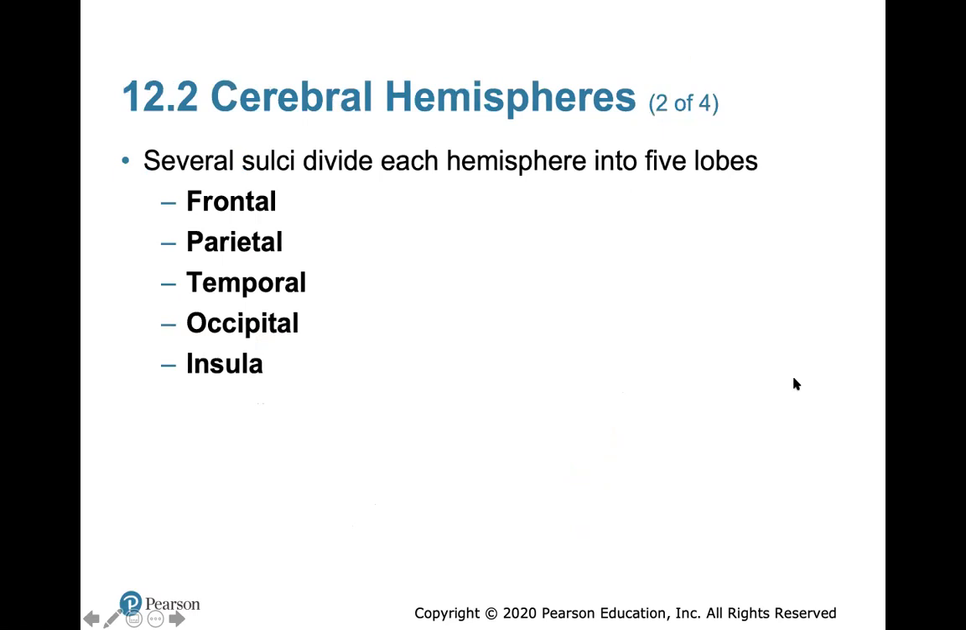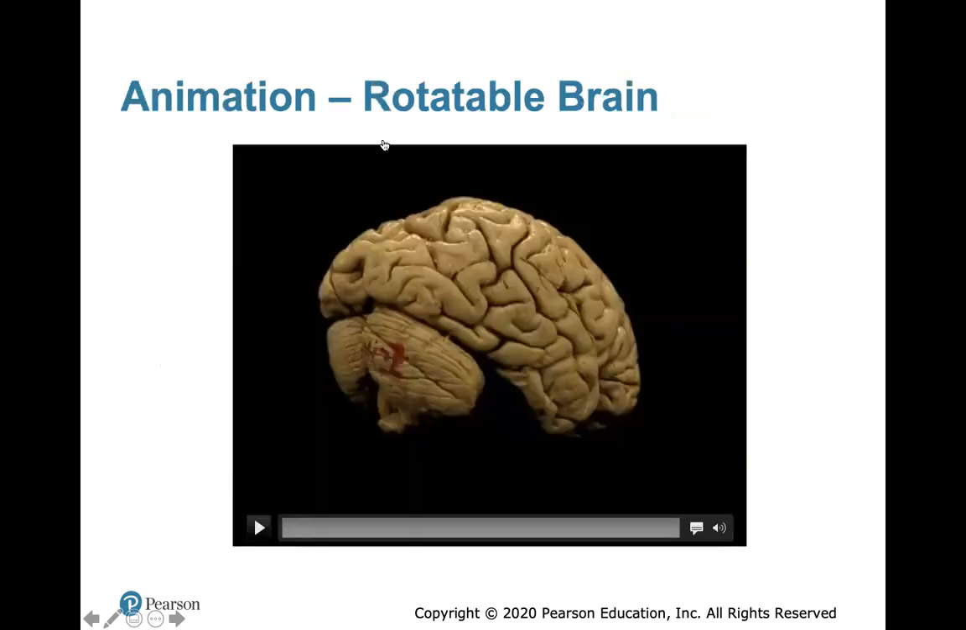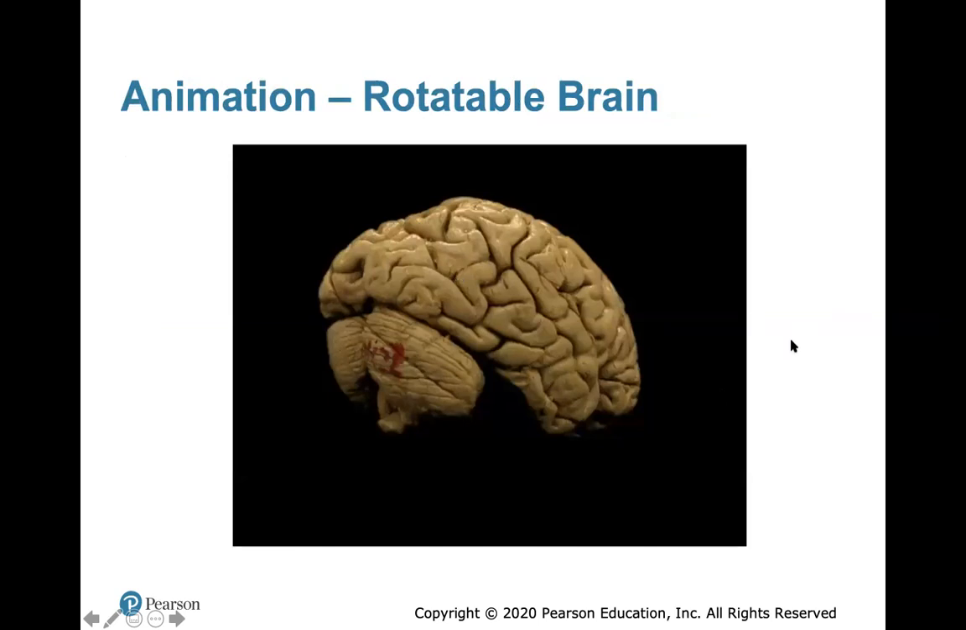So the sulci divide each hemisphere into the 5 lobes, which you should be familiar with from anatomy. The first 4 are named after what skull bone overlies them. So if you don't remember them from anatomy, hopefully you can figure it out knowing the skull bones. And then the 5th lobe is called the insular lobe, and that's buried under a portion of the temporal, parietal, and frontal lobes. Here's a great animation of a rotating brain to help to describe some of that anatomy.